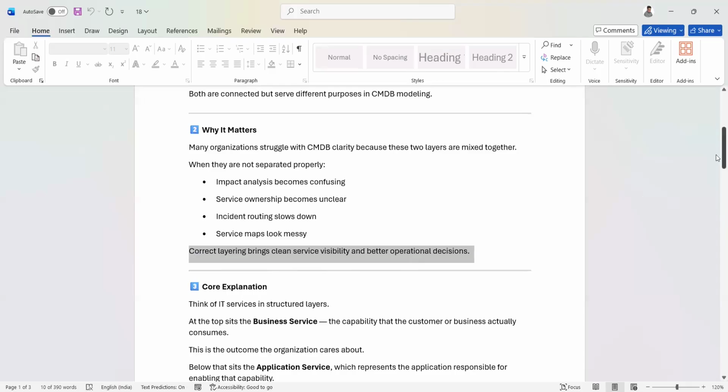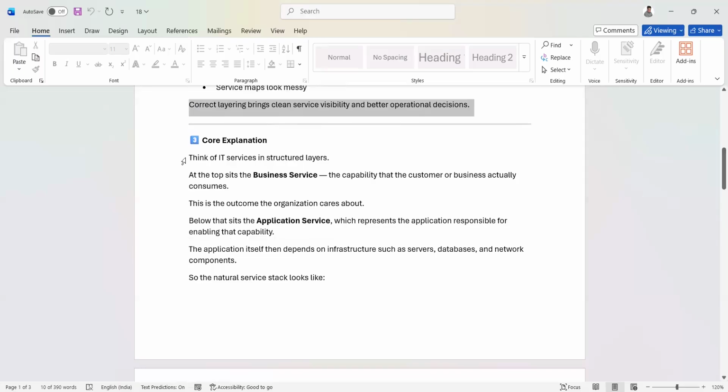You know this, okay? Finally, the last option is core explanation. So now think of IT services in a structured layer. Yes, this is the basic. At the top, there is a business service, and what is that? The capability that the customer or business actually consumes. Obviously, the customers are directly dealing with the business service, they are consuming it, and because of this only, they're able to do their business. But next is application service, which represents the application responsible for enabling the capability.